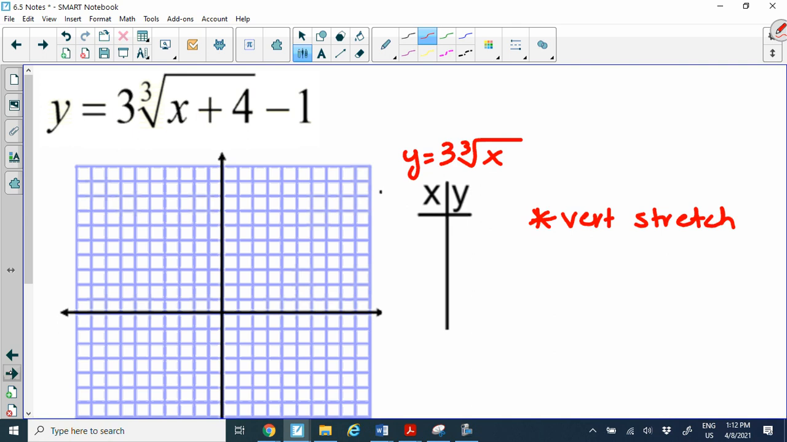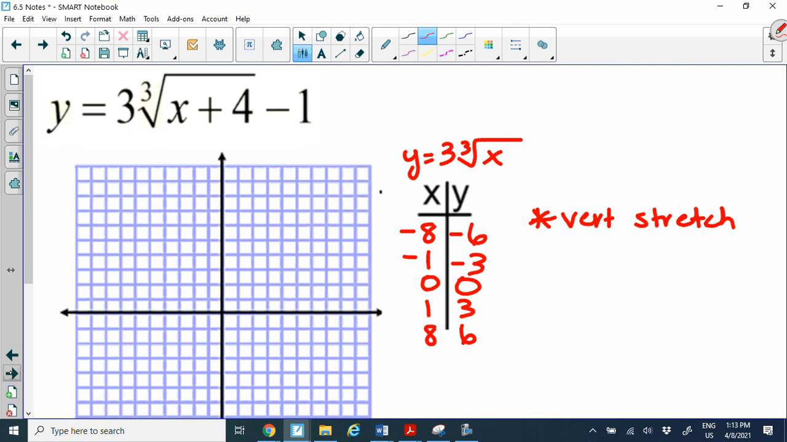Now remember, we use the same 5 points to graph a cubic, and so that's going to be negative 8, negative 1, 0, 1, and 8. Now let's plug this into our function. The cube root of negative 8 is negative 2, times 3 gives us negative 6. The cube root of negative 1 is negative 1, times 3 gives us negative 3. We just get 0 here. And then the cube root of 1 is 1, times 3, and we get 3, and the cube root of 8 is 2, times 3, gives 6. Don't forget your numbers repeat for the y, but the signs are going to be different.